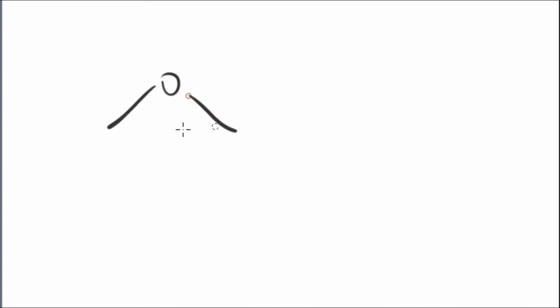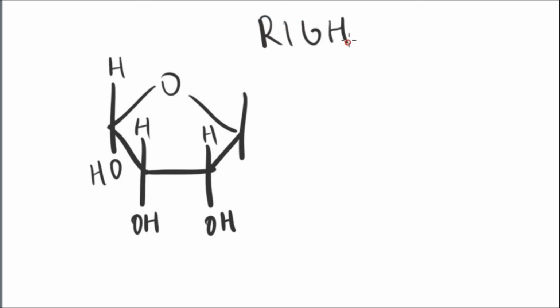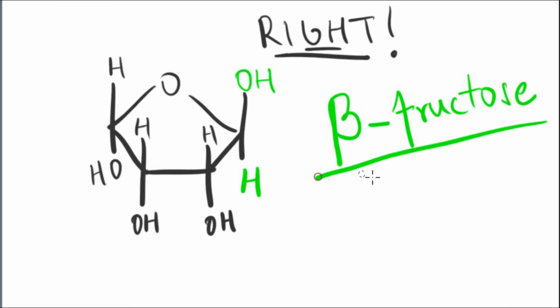So here's an example. We're going to draw a fructose molecule, not really with the functional groups, just the basic ribose structure. So this is what a normal ribose sugar will look like. You can see on the right side, which is very important, that the hydroxyl group is on the top. So this compound is going to be beta fructose, for example. If it was on the bottom, it would be alpha fructose.